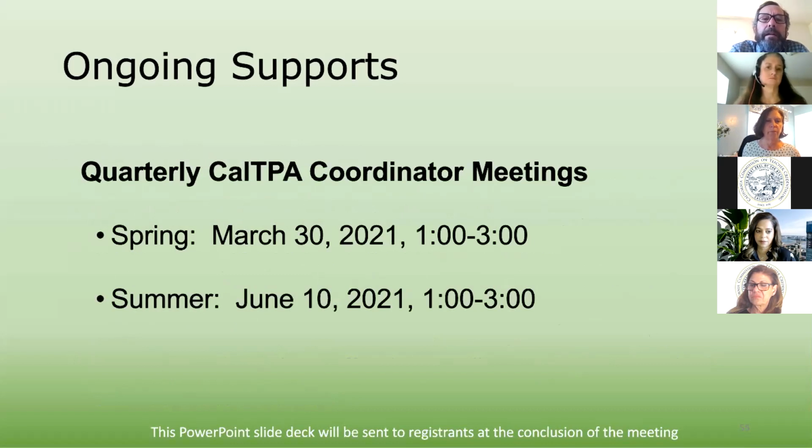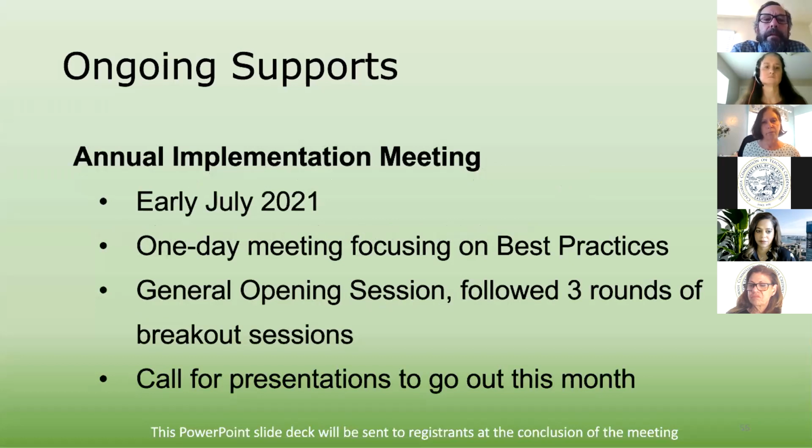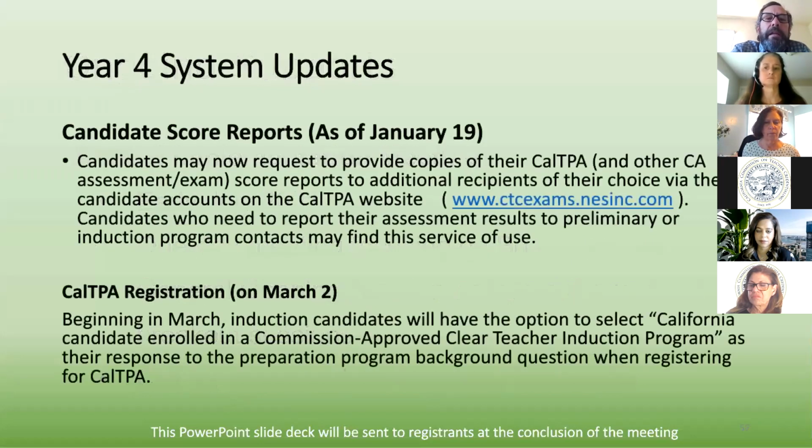We have the coordinator meetings, CalTPA coordinator meetings. Next one coming up is at the end of March, and then again in June. And once a year implementation meeting, which will be early July. And again, I'm rushing through here. Lori, did you want to take this piece?